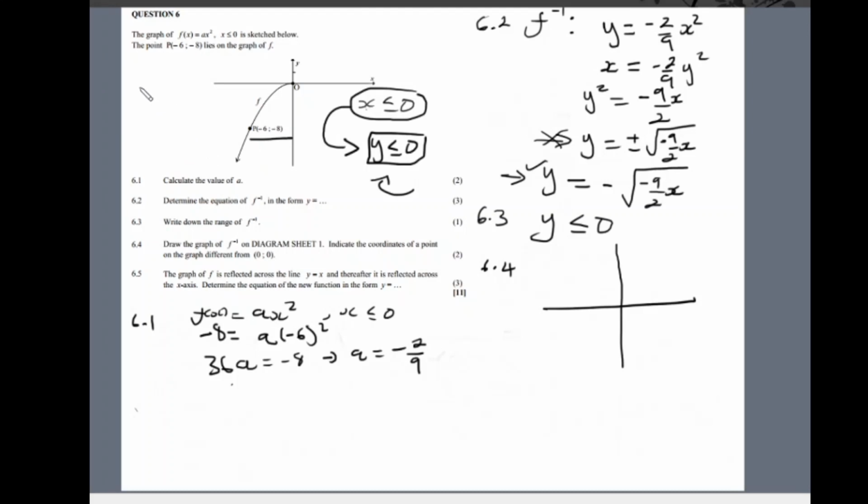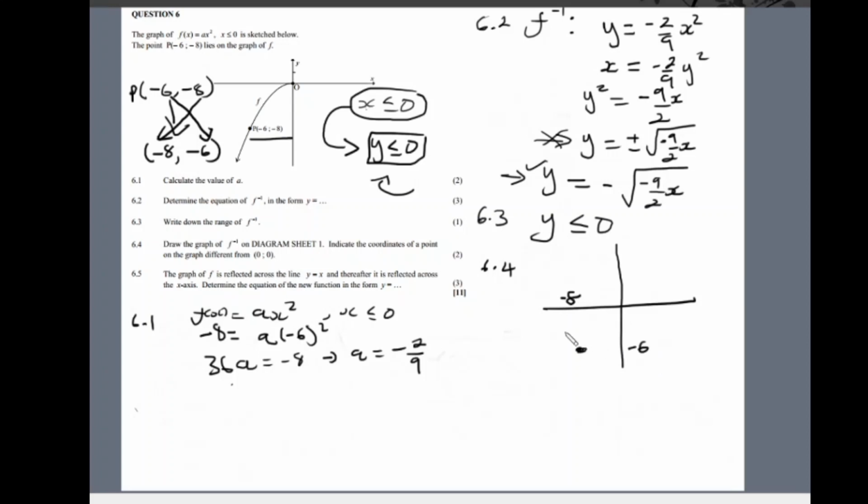So this point P, on the graph of the function, will become the point minus 8, minus 6 on the graph of the inverse. Notice that my x becomes y and my y becomes x. That is what we mean by interchanging x and y in our inverse. So here I'll have my minus 8 for x, and somewhere here I'll have my minus 6 for y, right?